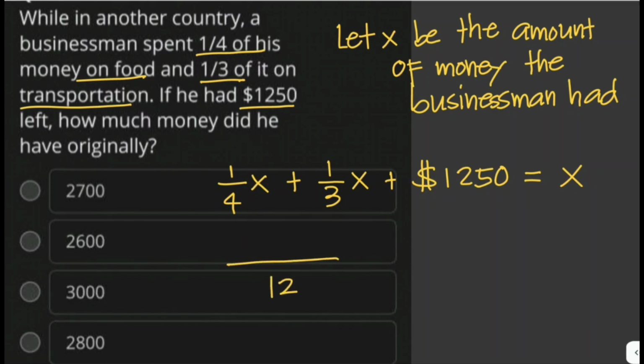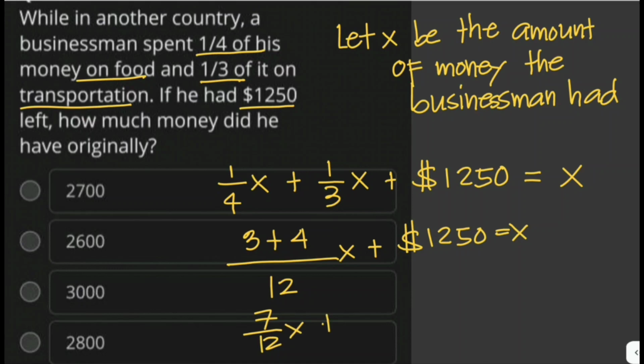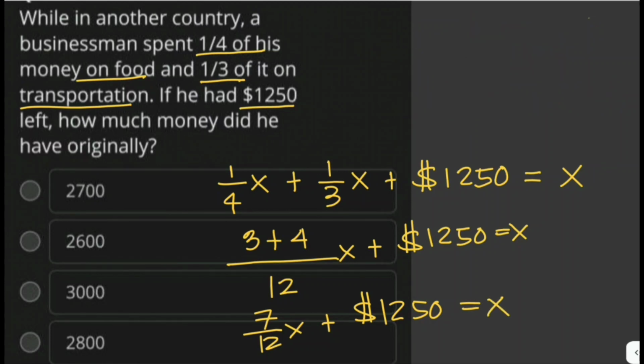That is 12. So that would be 12 divided by 3 times 12 divided by 4 times 1 is 3. Then 12 divided by 3 times 1 is 4. So this is just 7/12x plus 1,250 equals X. And by subtracting 1,250 from both sides, we get 7/12x equals X minus 1,250.